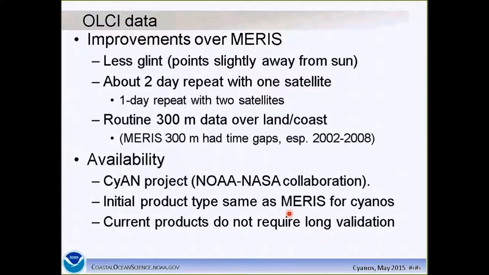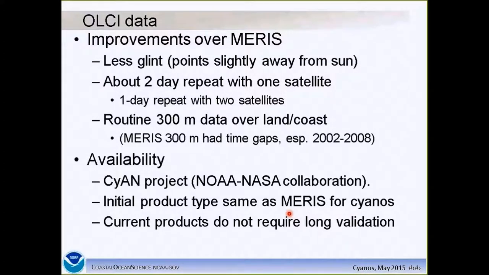Okay, the ULCI data, kind of getting into the satellite part, but a few improvements. MARIS has problems with sun glint. Actually, most satellites do. Sun glint, I think everyone's been in a boat. You look in the sun, you get blind. It's not quite that extreme, but you get enough speckle here that it causes interference. ULCI is actually pointed slightly away from the sun, so that it will avoid that problem. So we'll retrieve more data with ULCI than we're getting with MARIS.